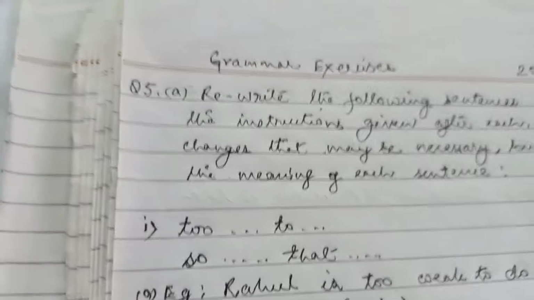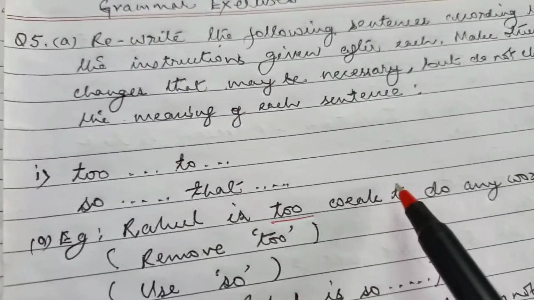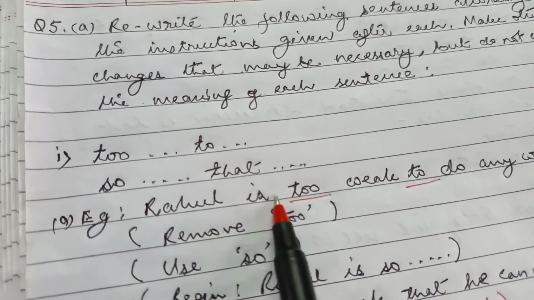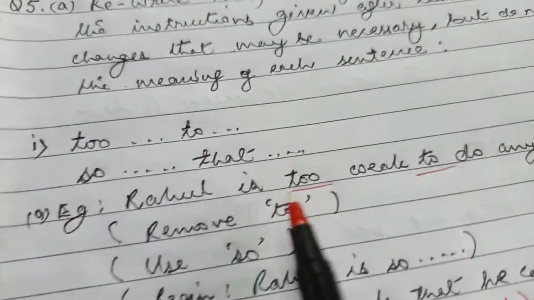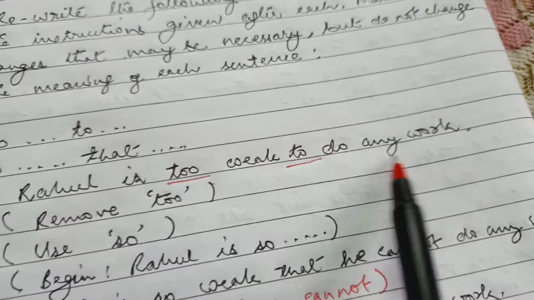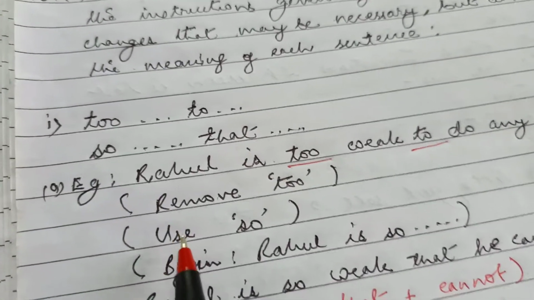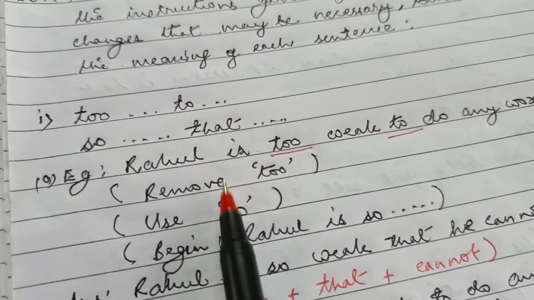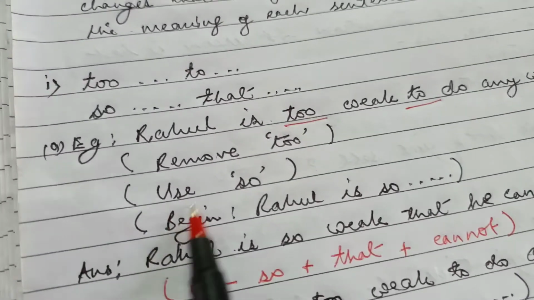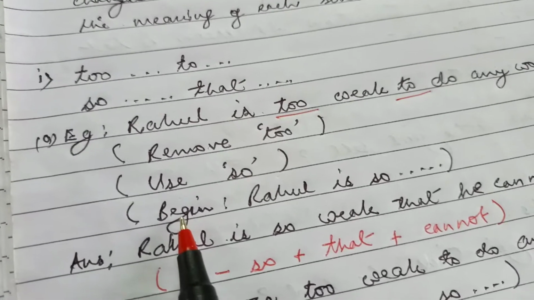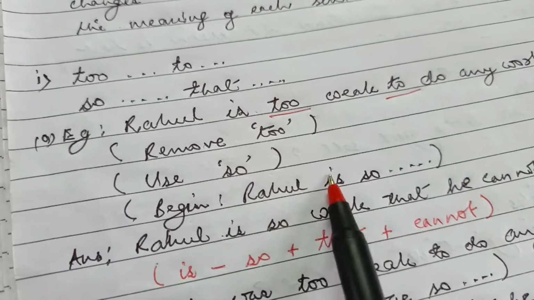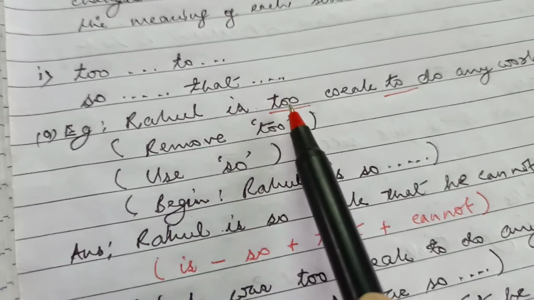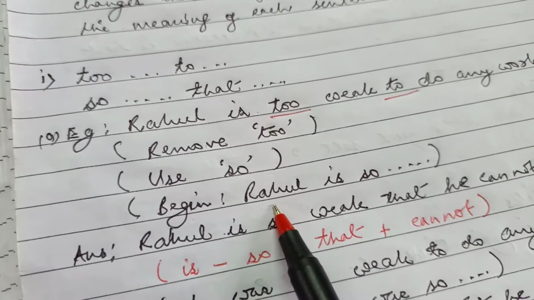Look at the word too. Look at the word here, to. To is going with this pairing word too. Wherever you have too, to is also there. So Rahul is present tense. Rahul is too weak to do any work. Now the question within bracket is telling you, remove too. This is the first question. Either this will be the question, or next you see, use so in place of too. The next question you see, begin: Rahul is so, then some dots. So these are the 3 kinds of questions for a similar sentence. Any of these 3 questions will be asked.